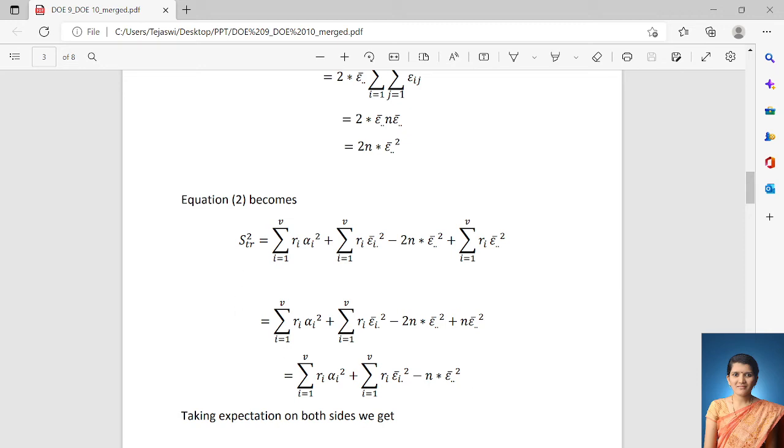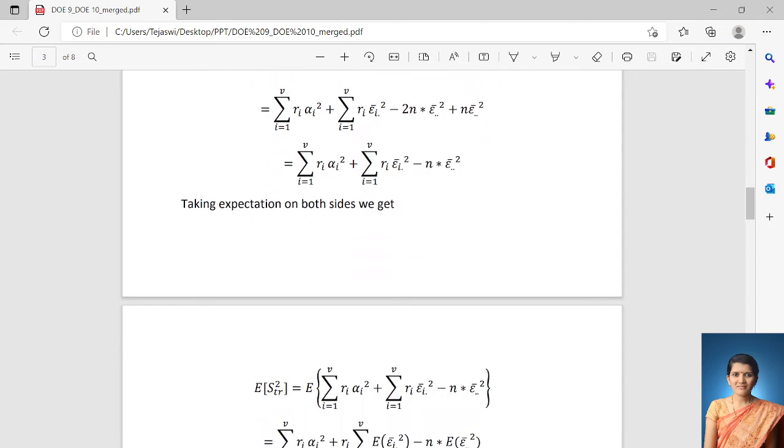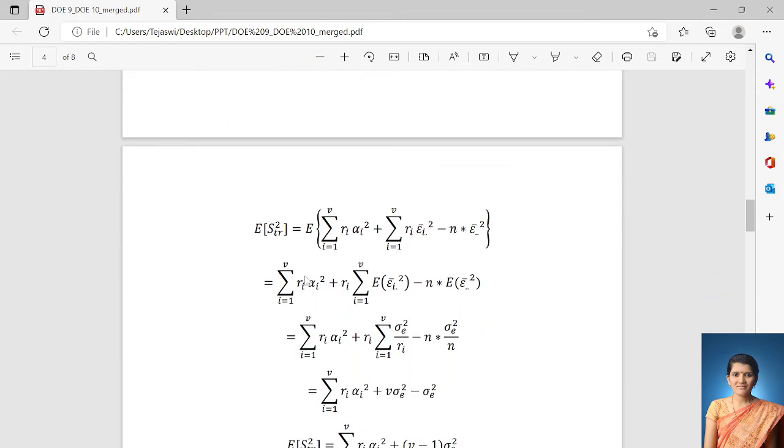We want the expectation of sum of square. Taking expectation of both sides, we add the expectation inside. The alpha term is a constant quantity, so we only apply expectation on epsilon_ij. Before that, we discuss the value of expectation of epsilon_i dot bar square from the estimation of parameters. So we get summation over i of r_i alpha_i square plus a term with sigma square divided by r_i, and another quantity which is sigma square by n.